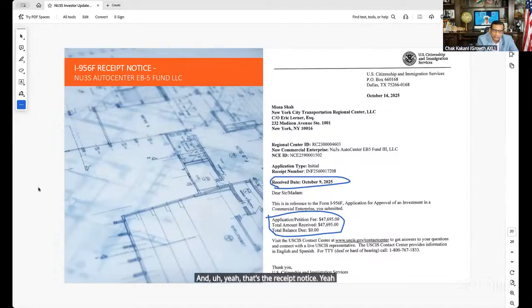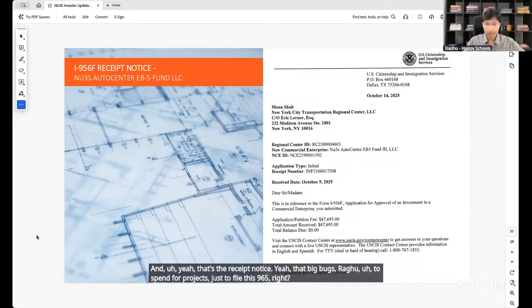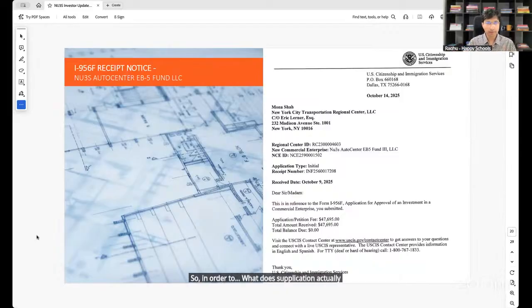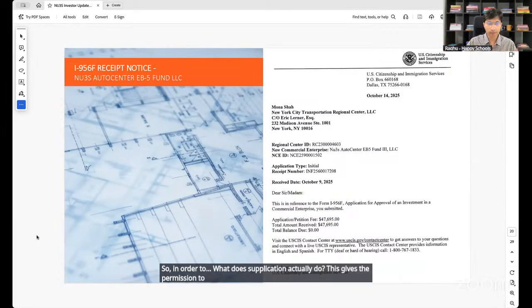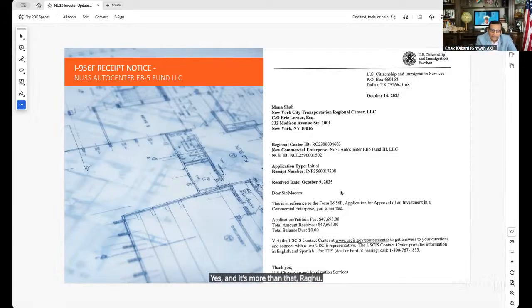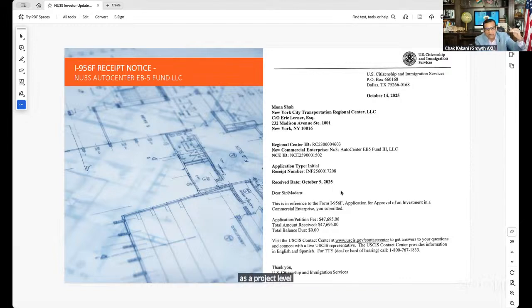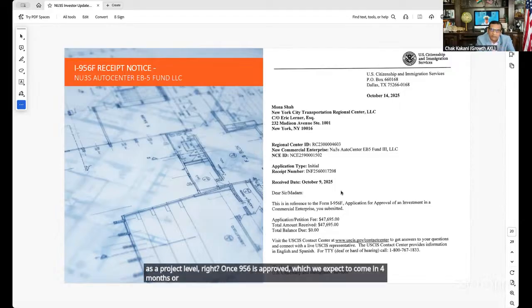Yeah, that's big bucks, Raghu, to spend for projects just to file this I-956G, right? So what does this application actually do? This gives permission, asking USCIS that we are a regional center or we are a project that is asking you permission to qualify, so that the investors can file I-526? Is that what this is about? Yes, and it's more than that, Raghu. The I-956G petition is more than permission. It is asking for pre-approval as a project level, right? Once I-956G is approved, which we expect to come in 4 months or so, by the way, you can file your I-526.